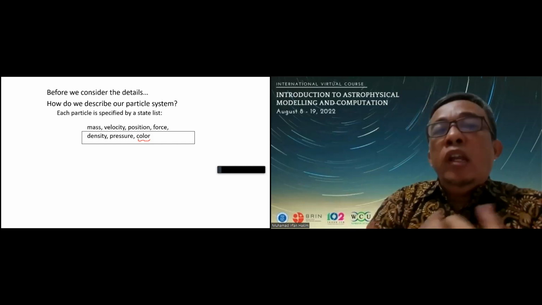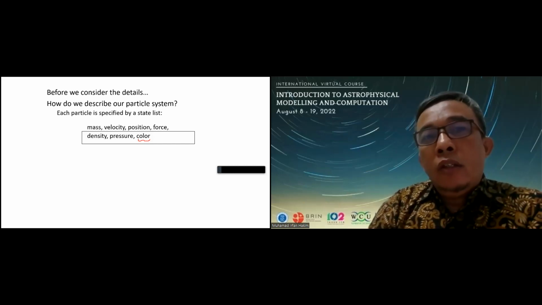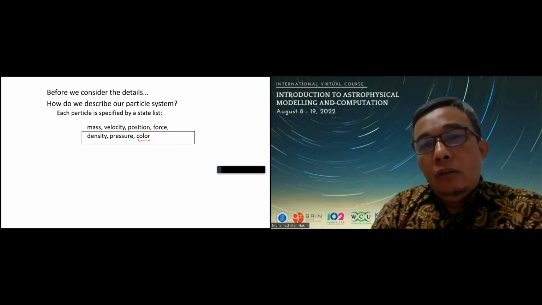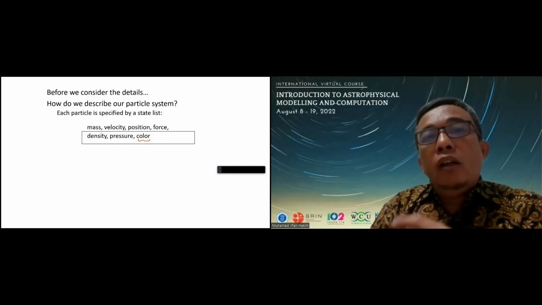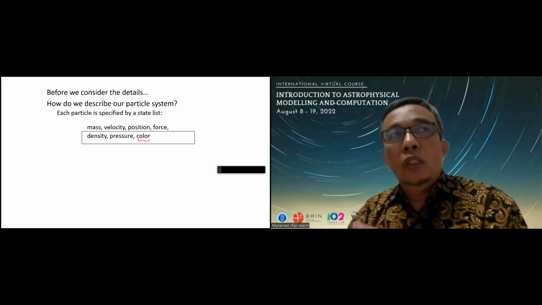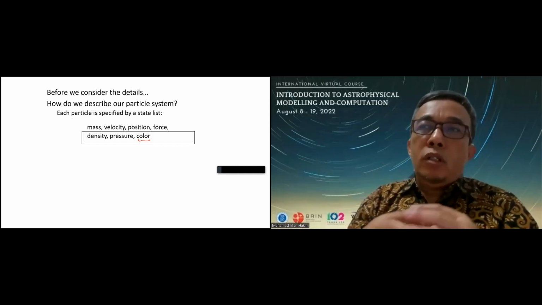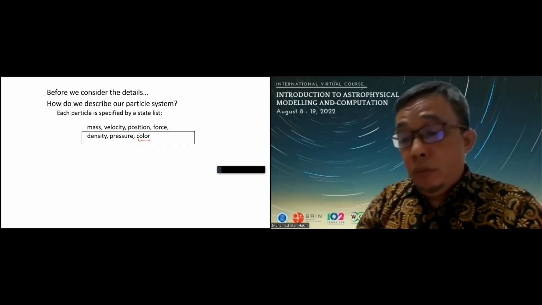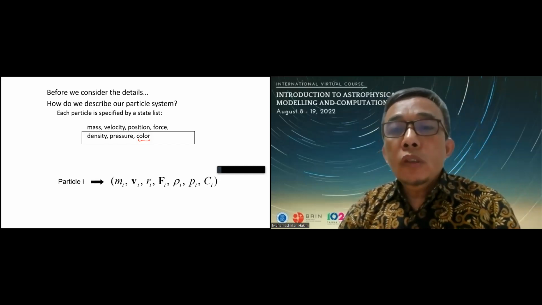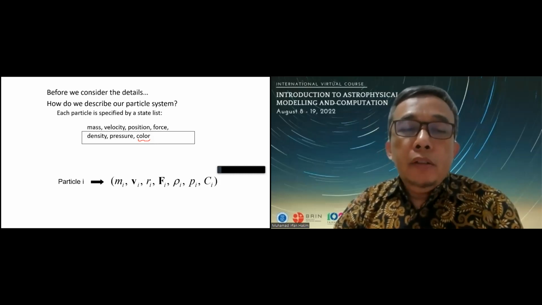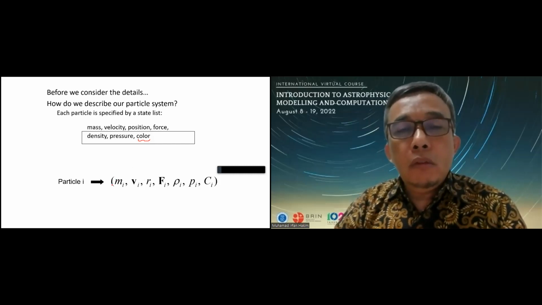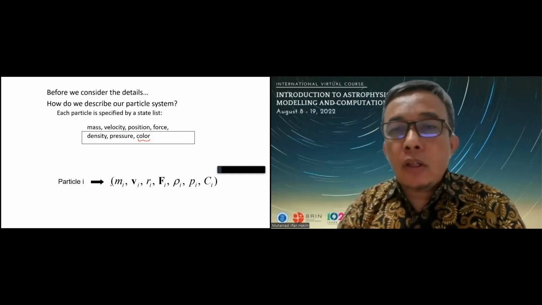We need to visualize this particle system by using color, rendering to a snapshot or a movie or video. Let's assume for particle i, these properties.